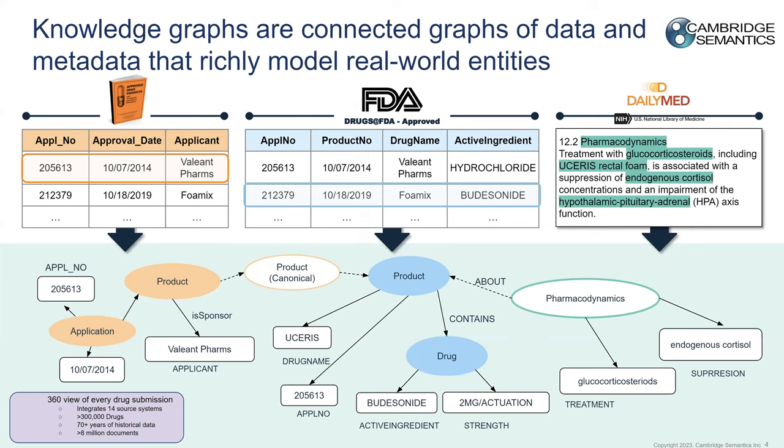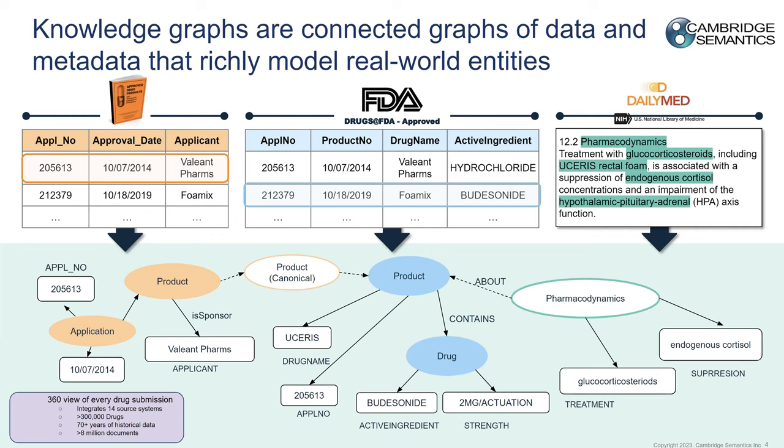This is one of our customers. We sit on top of the CEDAR data lake at the FDA, where they've built a 360 view of every drug submission ever delivered so far. In this case, it's a fairly modest knowledge graph. It's 14 underlying data sources, some of them with very complex schema, 300,000 drugs, 73 years of historical data, and millions of documents. And you can see in the really dumbed down view how we build the graph out of those different underlying sources.